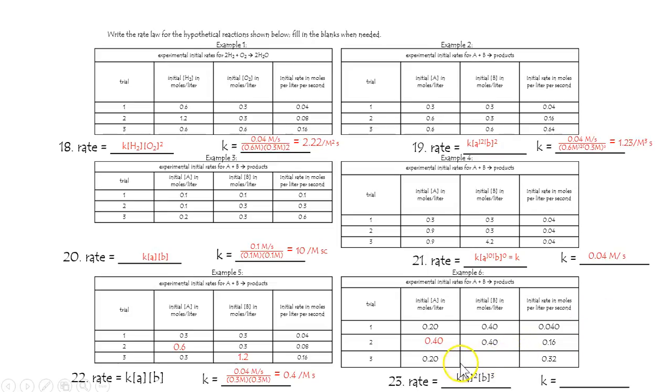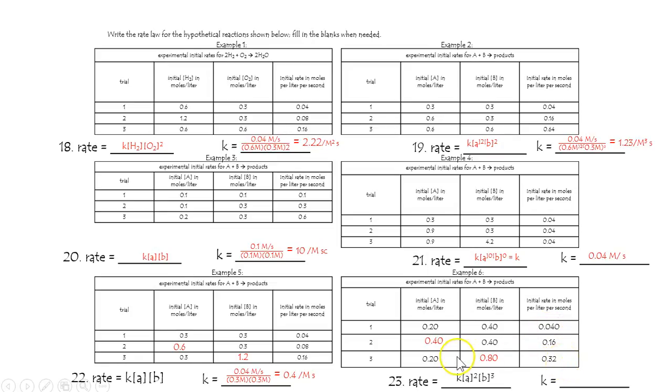Now, third order for B. Oh boy. Well, let's look for those two trials where A is held constant. That's 1 and 3. And the rate is going up 8-fold. So that works out nicely if I double the concentration, since 2 to the third power is 8. So as we go from 0.4 molar to 0.8 molar, we double the concentration. The rate increases 8 times. 2 to the third is 8.